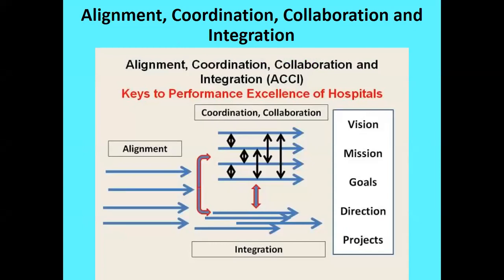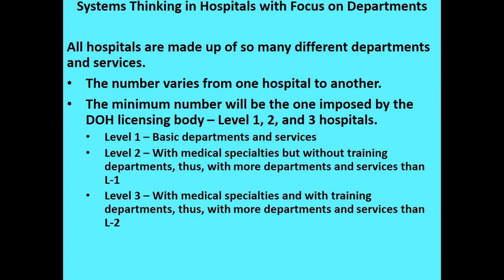As mentioned earlier, in effecting harmonization and integration, coordination or synchronization, collaboration or cooperation of the aligned parts are very important. So this slide shows the alignment on the left side. Then with coordination and collaboration of the different parts, integration is achieved. So these are the two major keys to performance excellence of a hospital, achieving all these things: vision, mission, goals, directions, and projects.